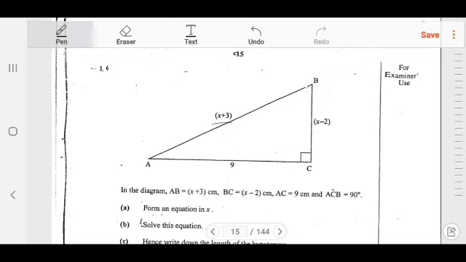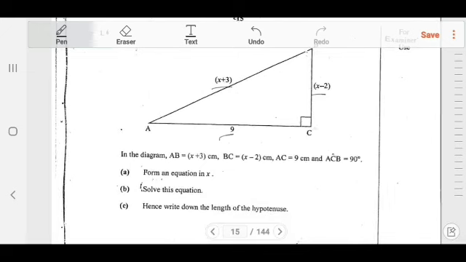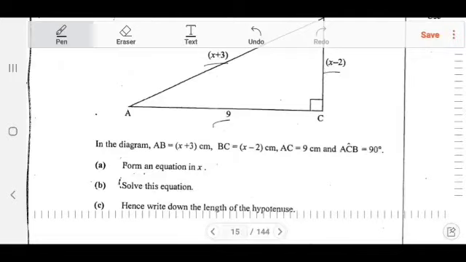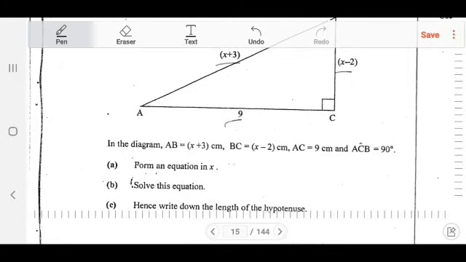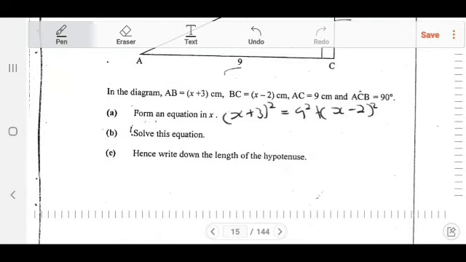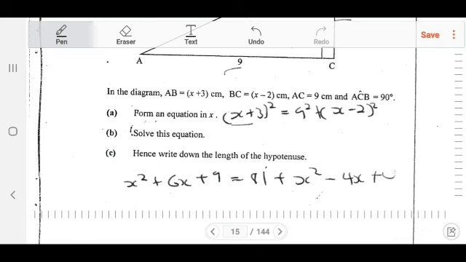Then number 16, we're given a diagram there. This is x plus 3, x minus 2, and 9. Then we're given that this one is 90 degrees. Form an equation in x. So I can use Pythagoras theorem to form an equation in x, which says x plus 3 squared equals 9 squared plus x minus 2 squared. Solve this equation. Let's expand these ones. Expanding, we get x squared plus 6x plus 9 equals 9 squared, which is 81, plus x squared minus 4x plus 4.